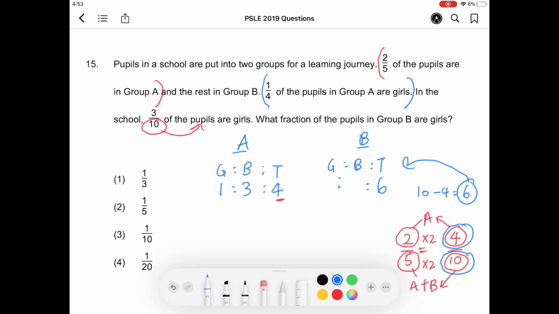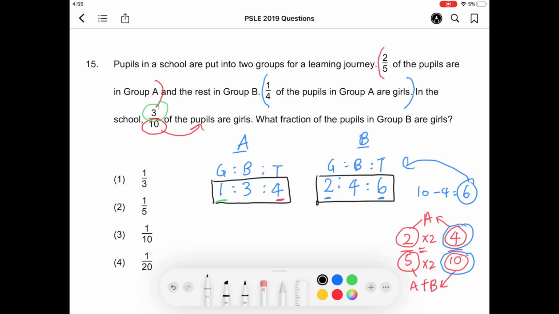Using the last clue, 3/10 of all the pupils in group A and B are girls. So we have 1 unit of girls here in group A, which means that the other 2 units must be in group B. From there, if I take 6 minus 2, I'll get 4 units of boys. Since these 2 sets of ratio are both equalized, we can use it to solve the question.